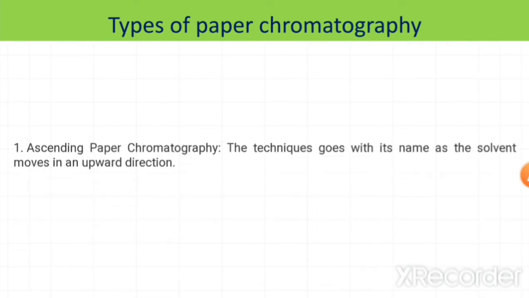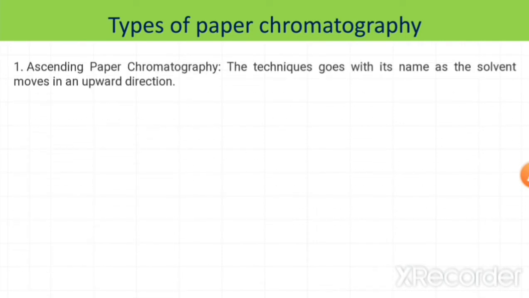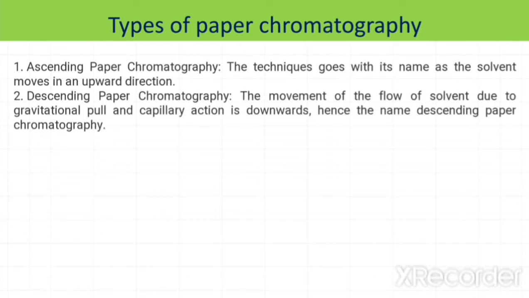Now there are different types of paper chromatography. The first type is ascending paper chromatography. This technique goes with its name, as the solvent moves in an upward direction. In descending paper chromatography, the flow of solvent, due to gravitational pull and capillary action, is downwards, hence the name descending paper chromatography.